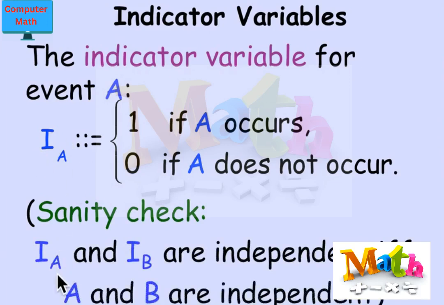That is, I_A and I_B are independent if and only if the events A and B are independent. And this is a lovely little exercise. It's like a 3-line proof for you to verify. I'm not going to bother to do it on the slide because it's good practice.